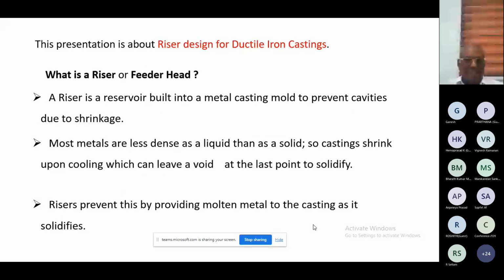What is a riser or feeder head? A riser is a reservoir built into a metal casting mold to prevent cavities due to shrinkage. Most metals are less dense as a liquid than as a solid. So castings shrink upon cooling, which can leave a void at the last point to solidify. Risers prevent this by providing molten metal to the casting as it solidifies.